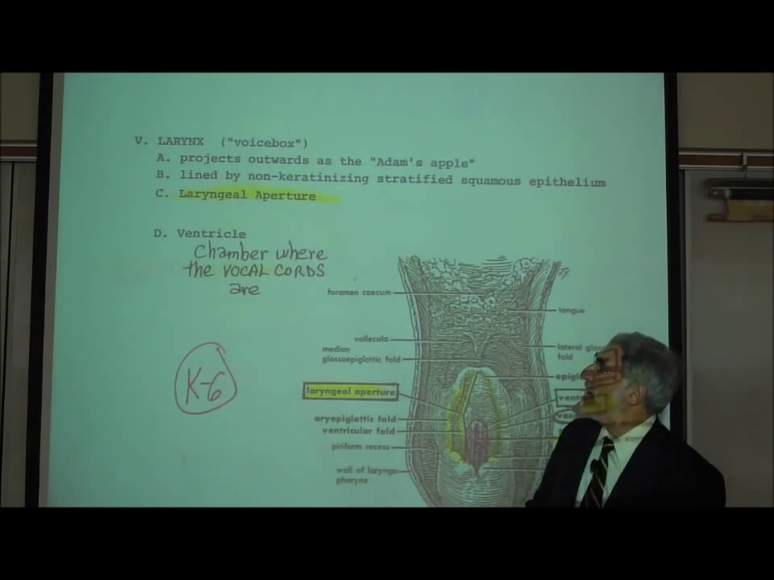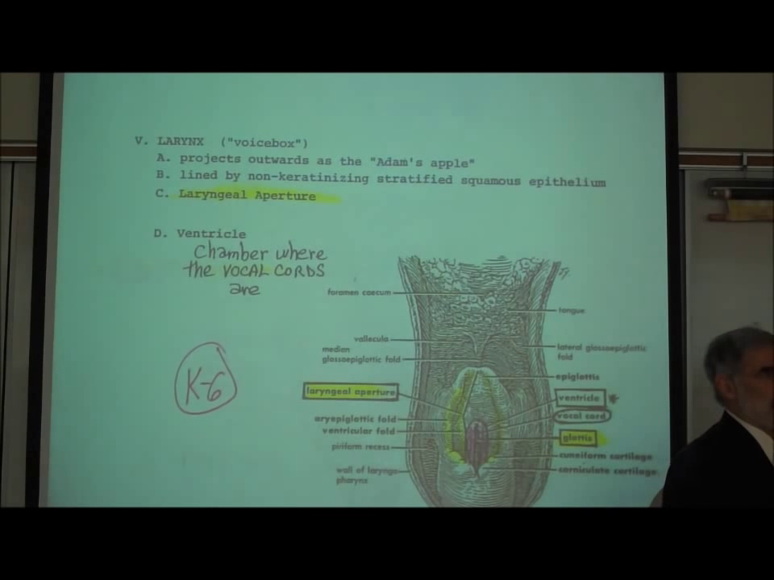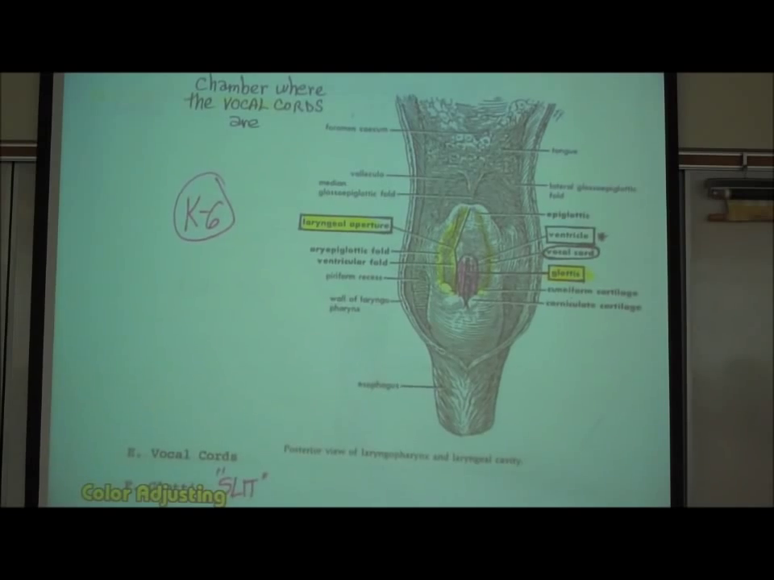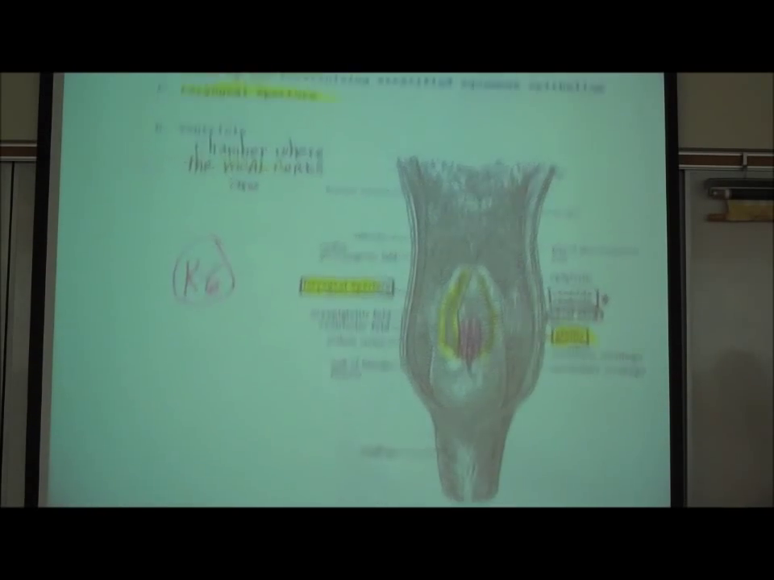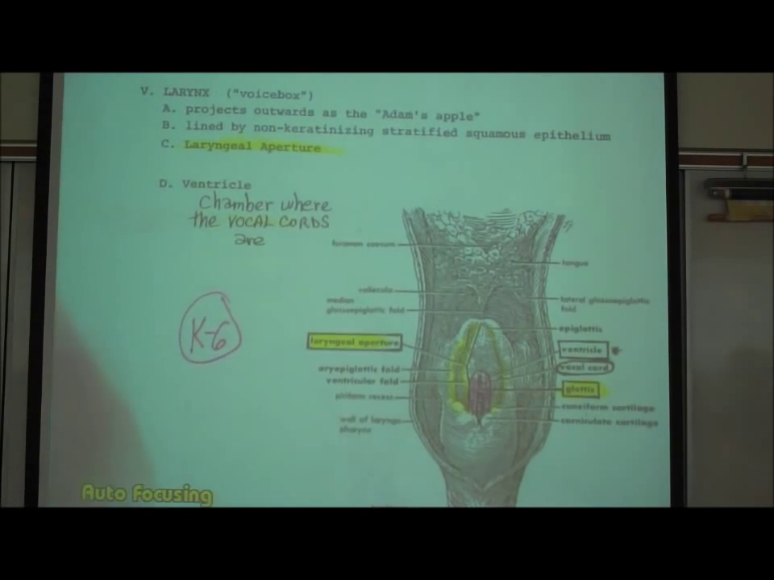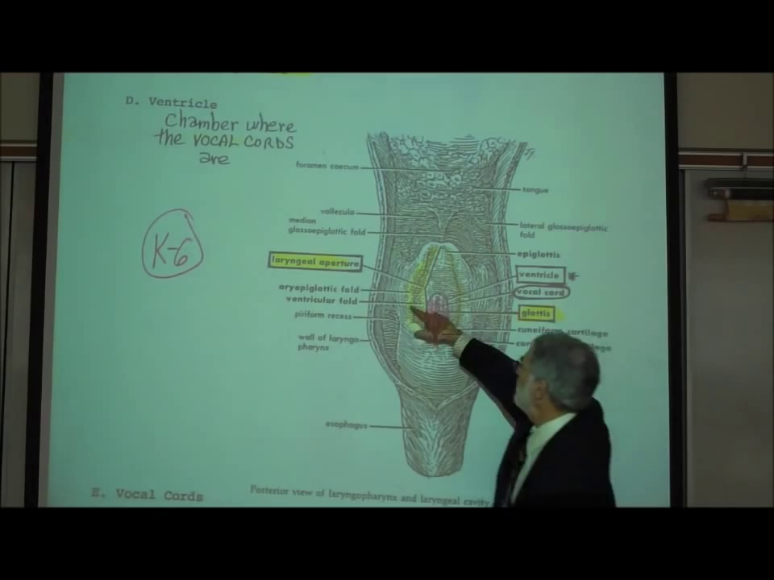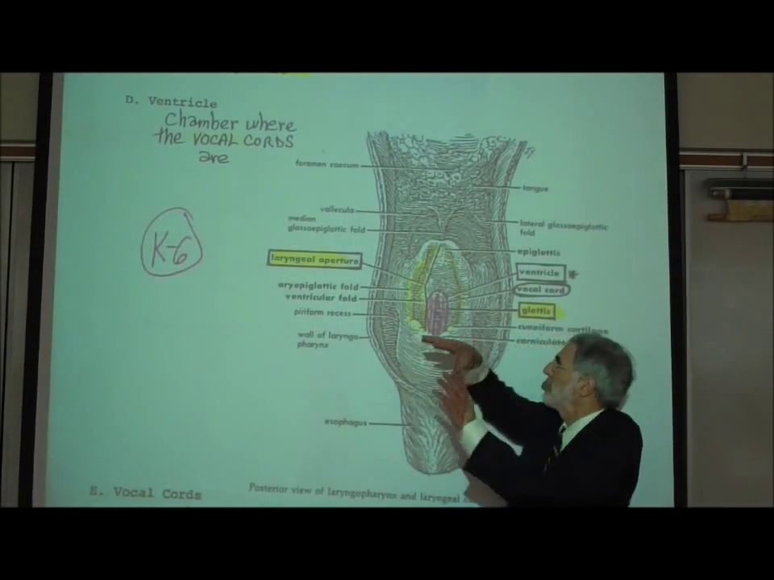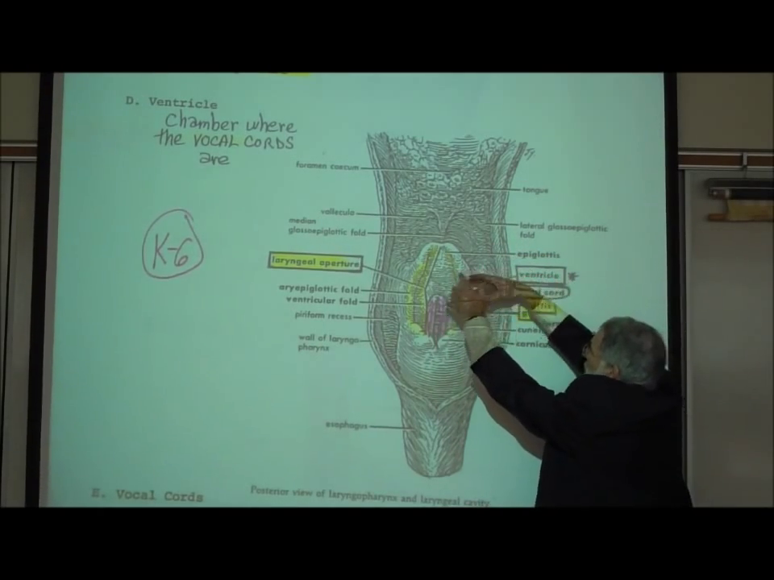It is lined by non-keratinizing stratified squamous epithelium, just like the inside of your mouth, your oral cavity, just like the oropharynx and laryngopharynx, so is the larynx. Now, the opening from your throat into the larynx is called the laryngeal aperture. Here's the word, laryngeal aperture. Aperture means opening. And so this, right here, this picture, this is the laryngeal aperture, the opening that air flows from your throat. The throat is right here, and it flows right in here.